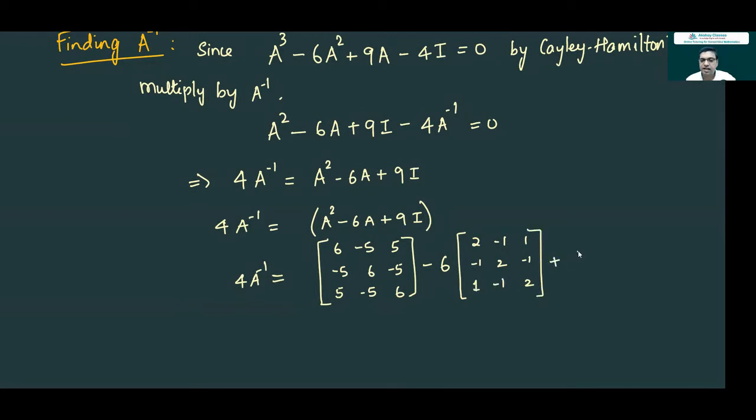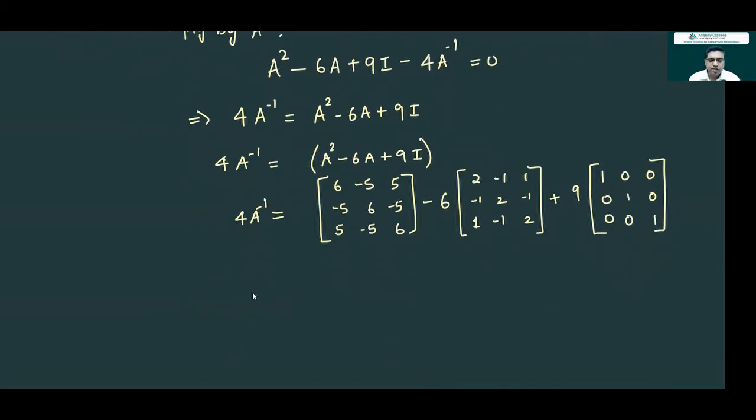A plus 9 times I. 1, 0, 0, 0, 1, 0, 0, 0, 1. Okay. So A inverse is equal to 4 times A inverse equal to, now you do the calculation. 6 minus 12 plus 9. So 6 minus 12 is minus 6 plus 9 is 3.